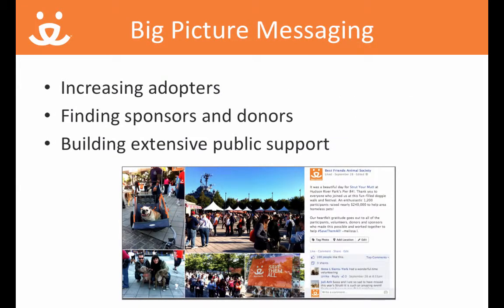And make sure that all of your little posts kind of tie back to your overarching big picture messaging. So whatever that is for you, whether it's increasing adopters, finding sponsors and donors, or just building public support, which is a lot of what we did with APA back in 2009 through 2011. It was just trying to get the support of local Austinites and try to explain to them what we were doing, why we were trying to make the city no-kill, how they could help, and this really fun, positive message.